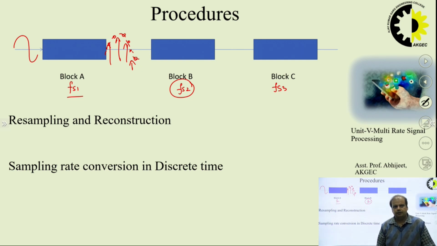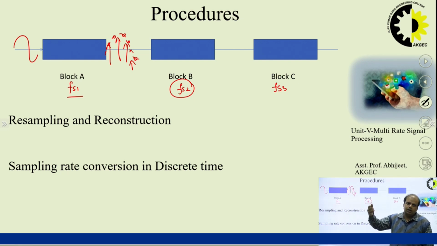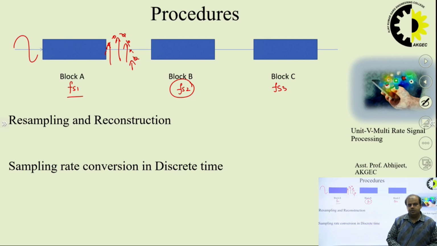Secondly, what we can do, we can change the sampling rate all in the discrete domain. That is more efficient, of course, because we do not want every time to reconstruct. When you are reconstructing, you are coming back to the analog domain. So, if it can be avoided, it should be avoided, and that is the case that in most cases the sampling rate conversion takes place in discrete time.